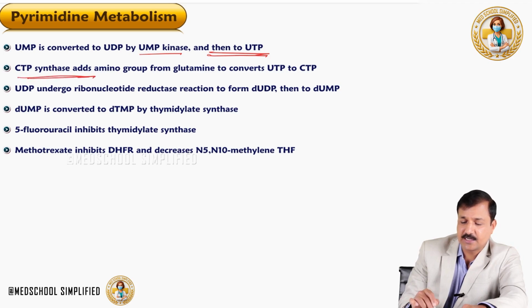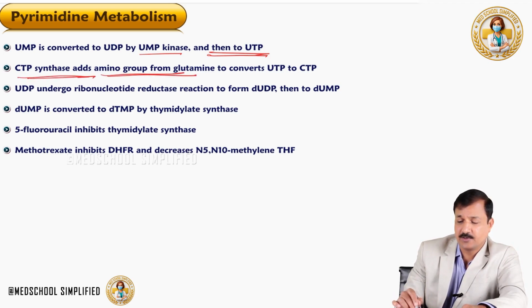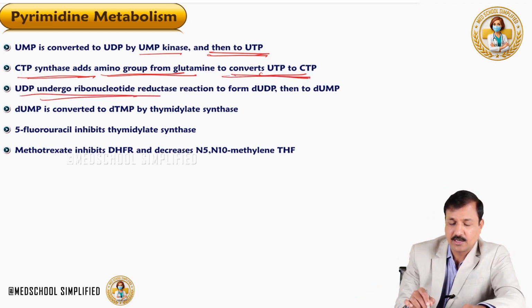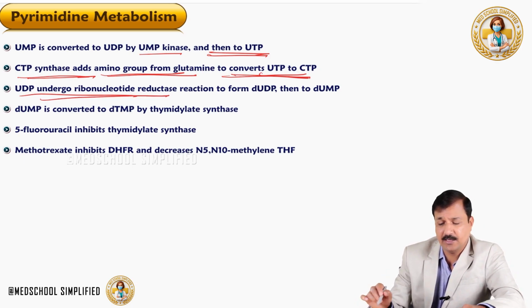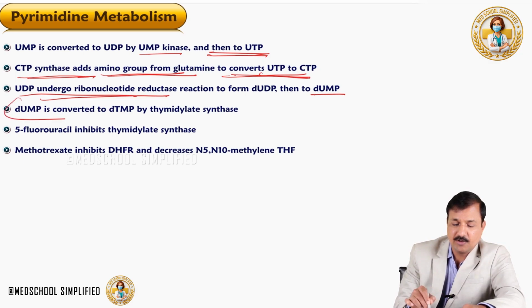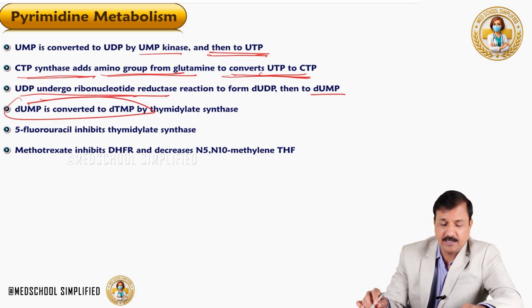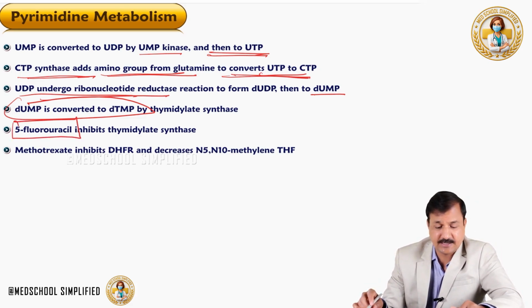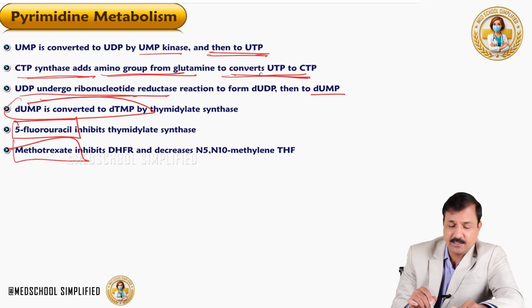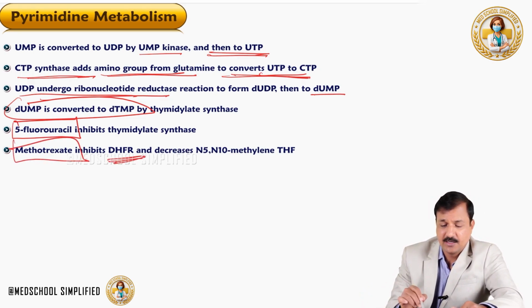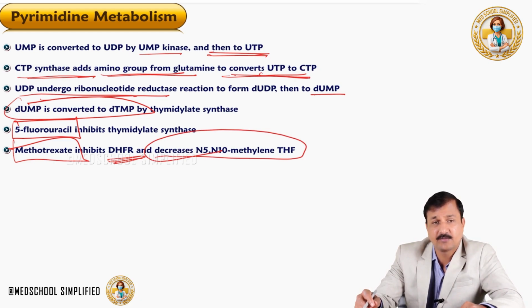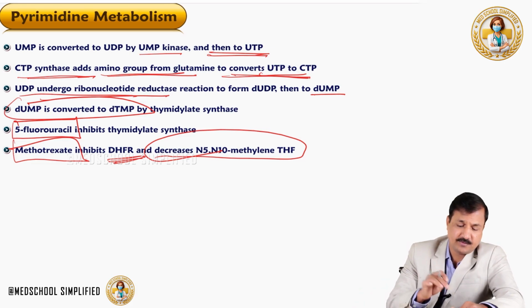And CTP synthase adds an amino group from the glutamine side chain to convert UTP into CTP, and UDP can undergo the ribonucleotide reductase reaction to make dUDP and then into dUMP, and dUMP can be converted to dTMP by thymidylate synthase enzyme, and 5-fluorouracil can inhibit thymidylate synthase enzyme. Similarly, methotrexate, by inhibiting dihydrofolate reductase enzyme, is going to decrease the availability of N5,N10-methylene tetrahydrofolate, thereby indirectly affecting the conversion of dUMP into dTMP formation.